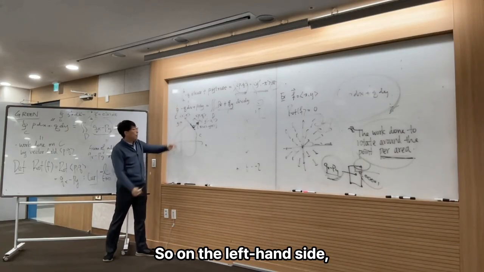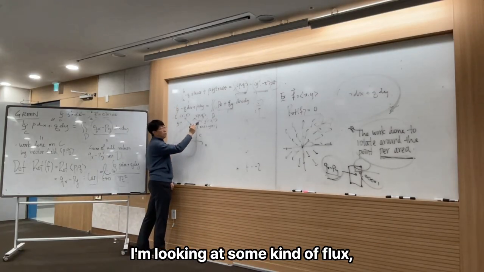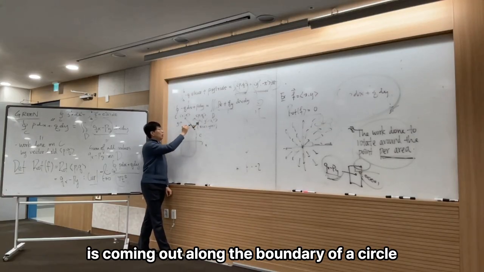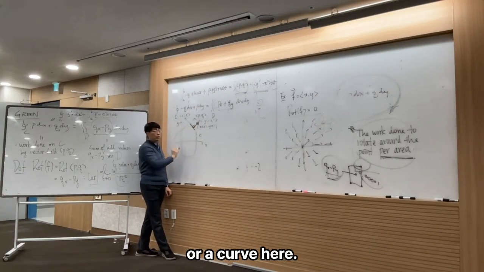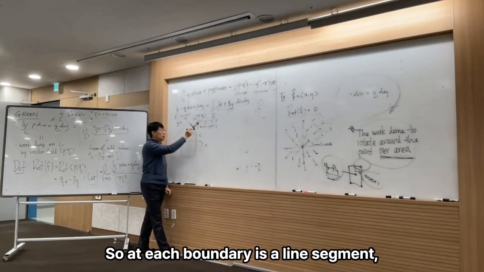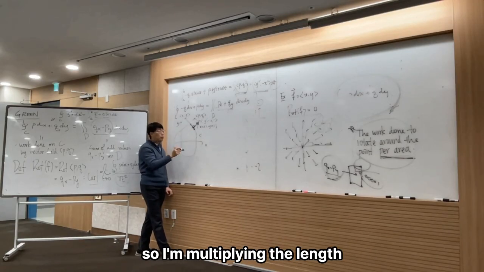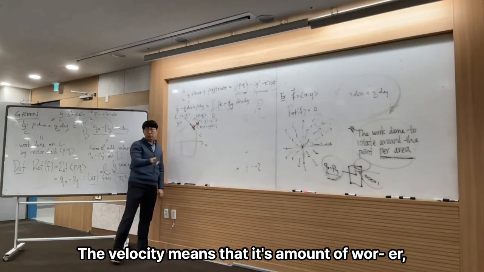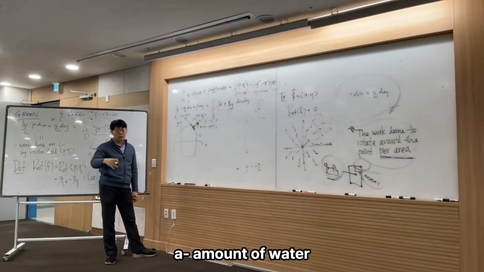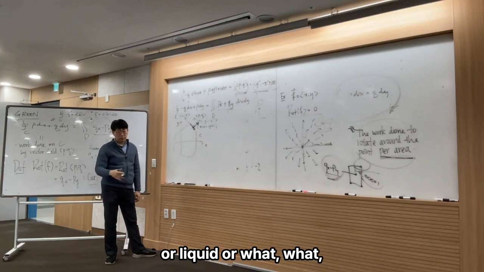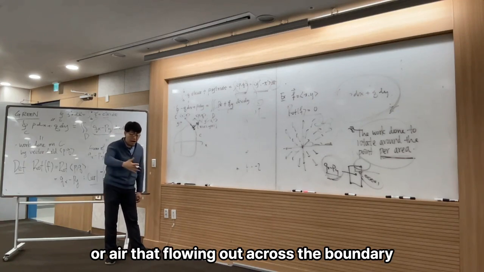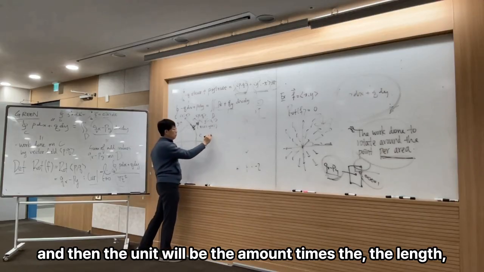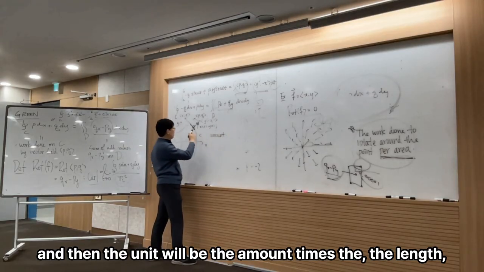So on the left-hand side, I'm looking at some kind of flux. How much water or liquid is coming out along the boundary of a circle or a curve here. At each boundary, it's a line segment. So I'm multiplying the length of the line segment with the velocity. The velocity means the amount of water or liquid or air flowing out across the boundary. And then the unit will be the amount times the length.